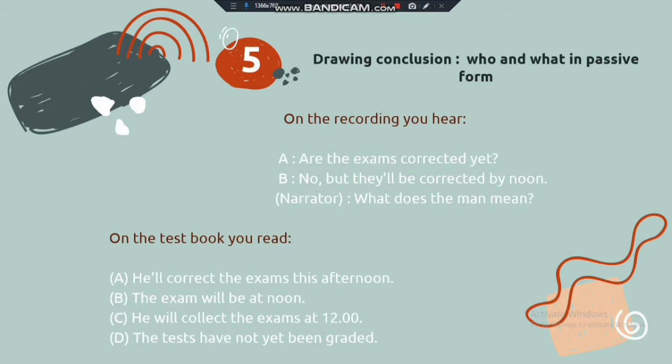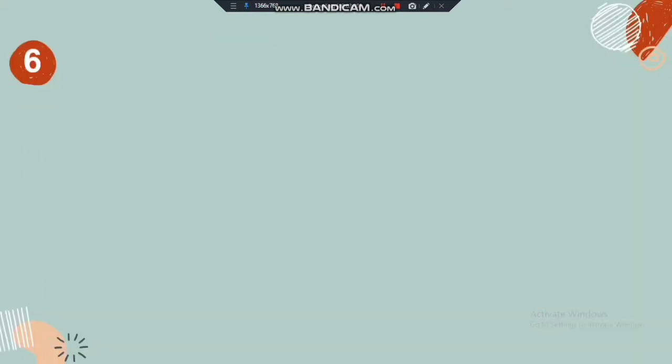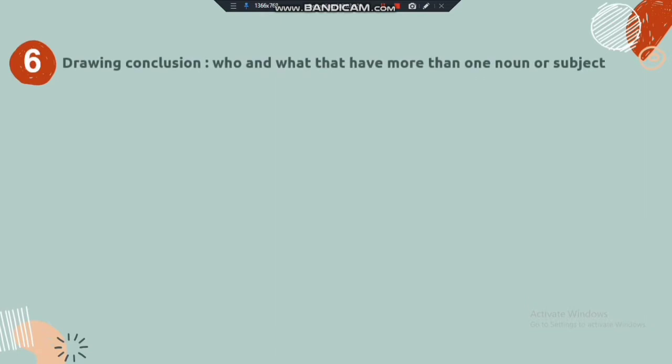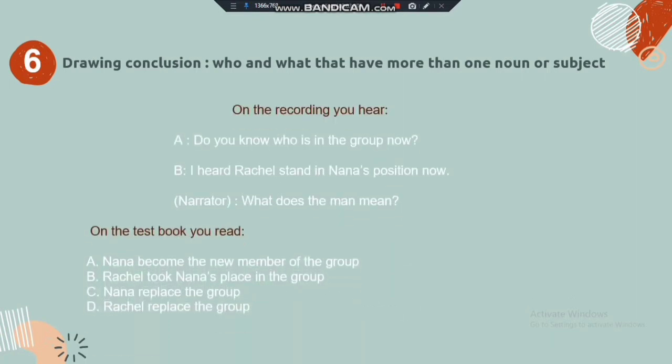Number 6. Drawing conclusion: who and what that have more than one noun or subject. When you find more than one noun or subject in a conversation, the answer refers more to the first noun or subject that has been mentioned. From the conversation below, Rachel is the person who is mentioned first in the conversation. So what do you think is the best answer?